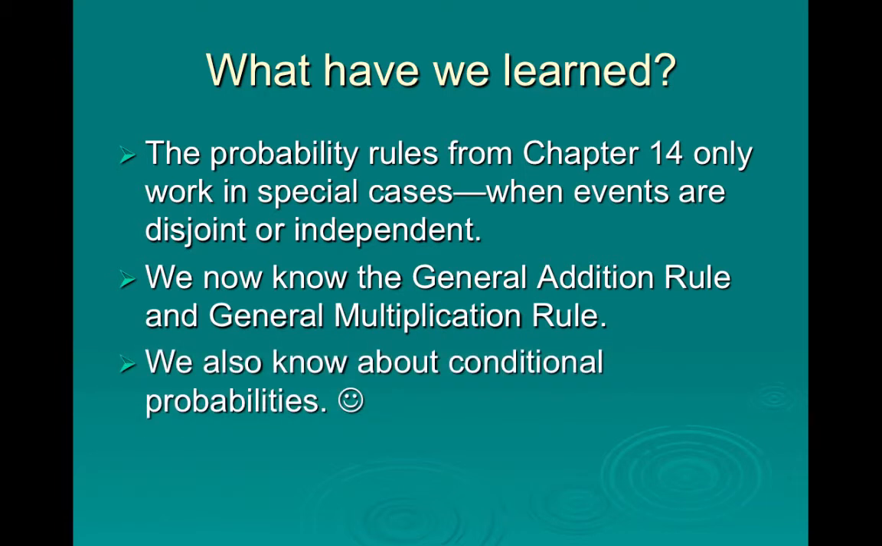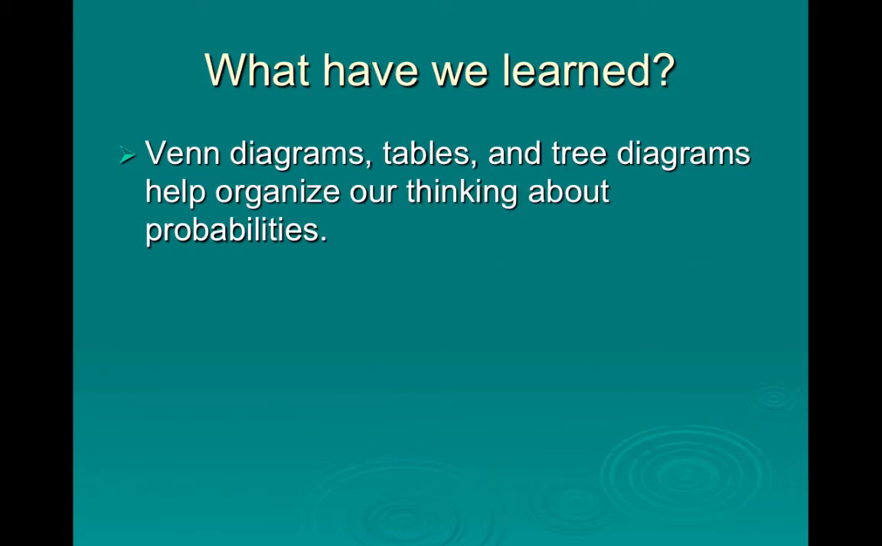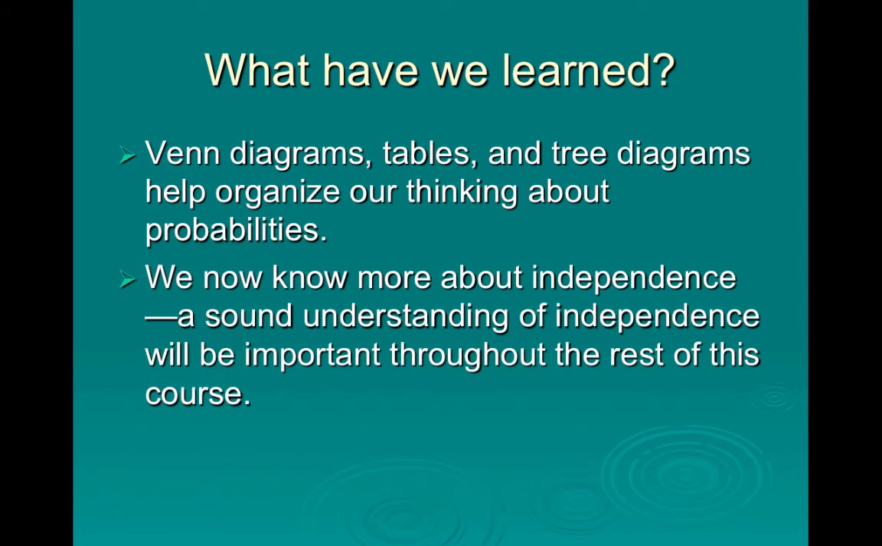We also know about conditional probabilities, which is the probability of one event given the outcome of another event. Venn diagrams, tables, and tree diagrams help organize our thinking about probability, and again, allow us to use the three rules of statistics and the three rules of probability. Make a picture, make a picture, make a picture. We also know more about independence. A sound understanding of independence is going to be important throughout the rest of this course.